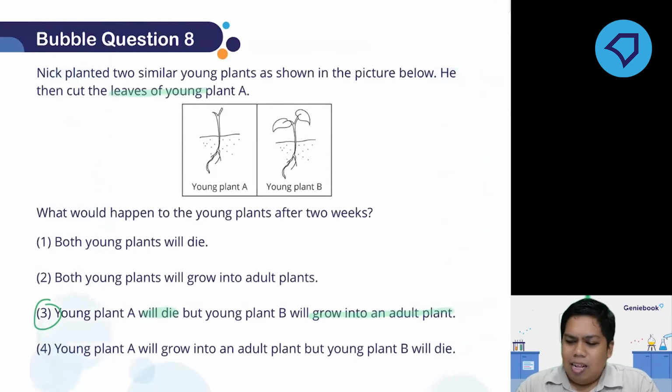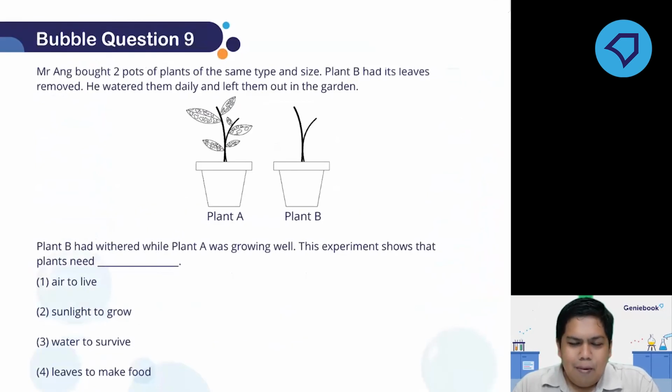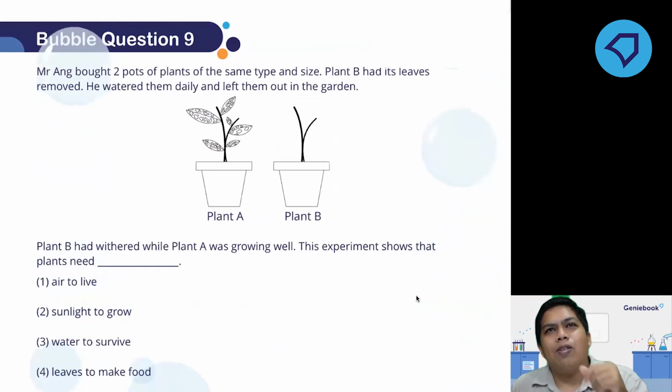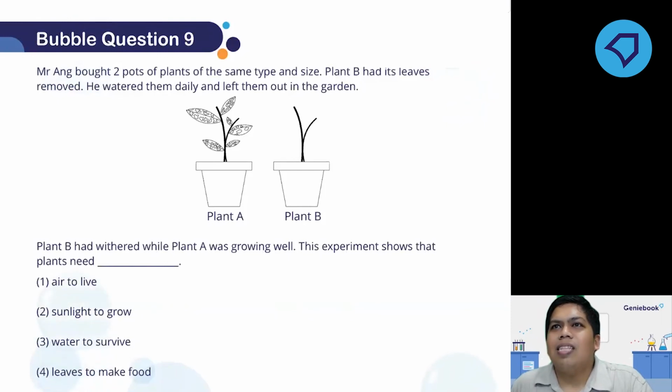Okay. Next one. Bubble question 9. Another difficult one. So we have 2 plants over here. Watered them daily and left out in the garden. But plant B had withered while plant A was growing well. So what does this experiment show? In 3, 2, 1, start.